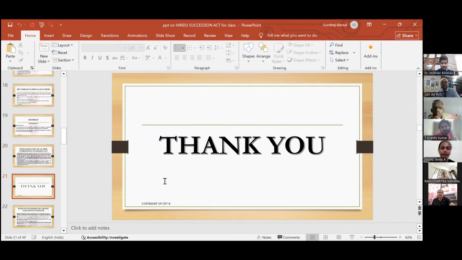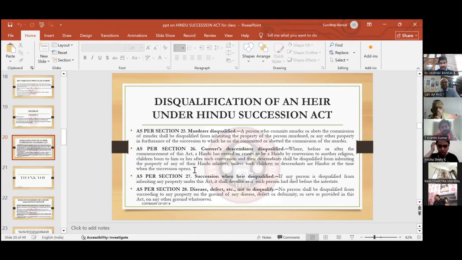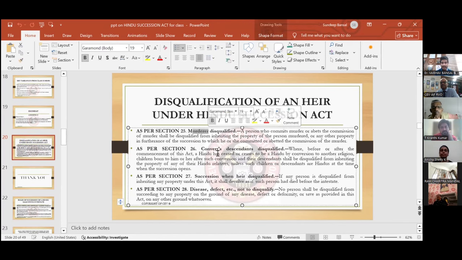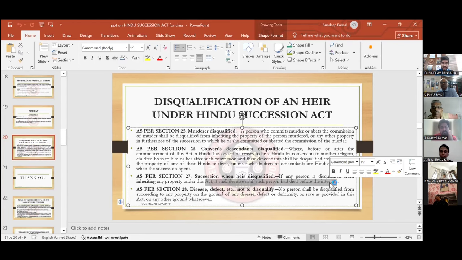Sir, third point, section 27: if any person is disqualified from inheriting any property under this Act, it shall devolve as if such person had died before the intestate. Here it means that the property of the person who is disqualified, the murderer or the convert's descendants, will be treated as if they do not exist. There is no concept of widow in this.